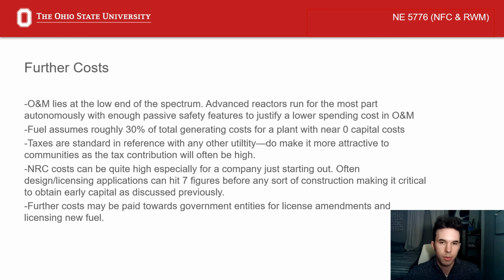Fuel, of course, is always going to assume a large majority of the cost. You can see 30% of total generating costs for a plant with near zero capital costs. This likely won't change because fuel is always going to be expensive. Uranium is rare. Thorium is rare. Really any sort of fuel is going to be rare. It's going to take some time, plenty of energy and effort to extract and process, and that will likely be standard for a while. Taxes, of course, are also standard.